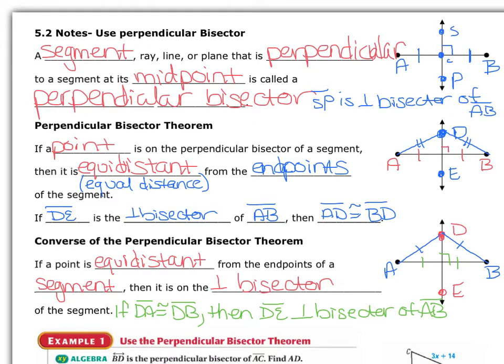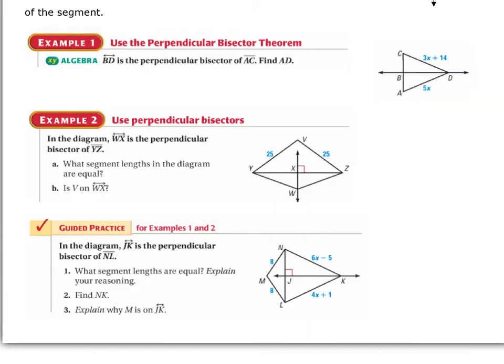So now, of course, we're going to look at the numbers. In this first example, we're going to use the perpendicular bisector theorem. It tells us here that BD is the perpendicular bisector of AC. So right away, as soon as you see this, you're going to take it over here and you are going to mark your picture.